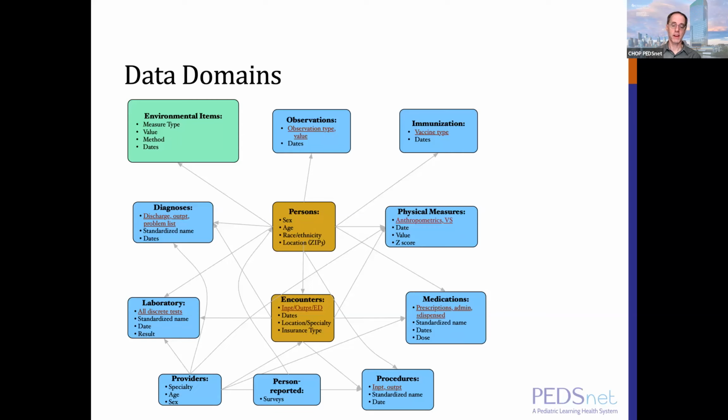Finally, I will note that PedsNet does include some person-reported data, mostly in the form of surveys, which may be presented either directly as part of a research study or through the EHR. And through location information, it is also able to connect to a number of environmental measures or area level measures that describe the physical environment, the built environment that a patient lives in or gets healthcare in, and by proxy, a number of social determinants of health that can be mapped to the area in which a patient lives.